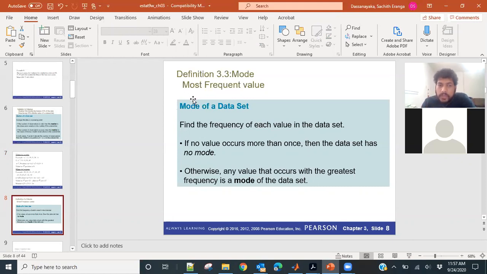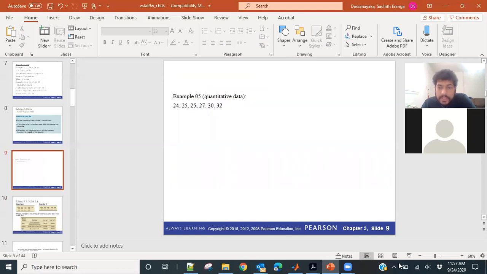If in a data set we don't have a particular value that has more than one occurrence, then there is no mode in that data set. If no value occurs more than once, then that data set has no mode. Otherwise, any value that occurs with the highest frequency is the mode. I have an example here.